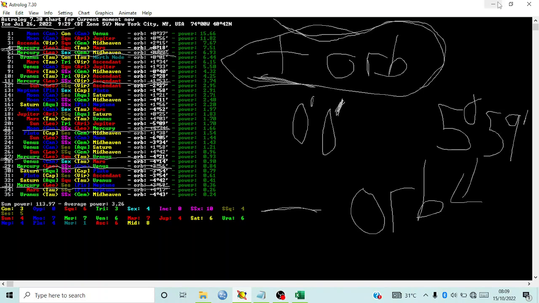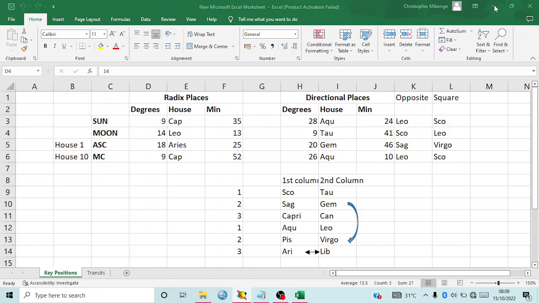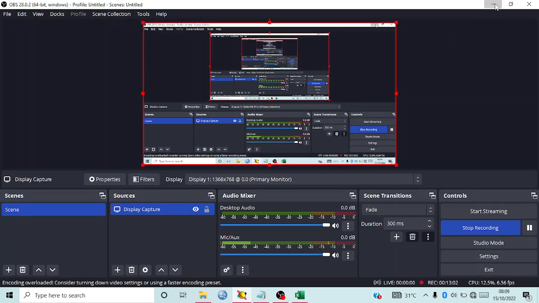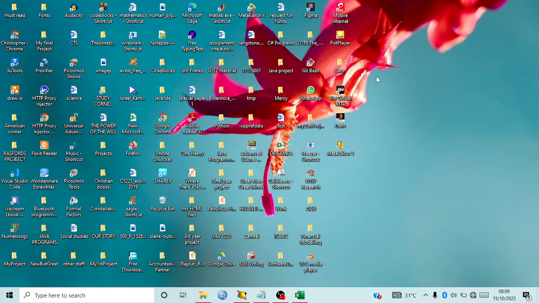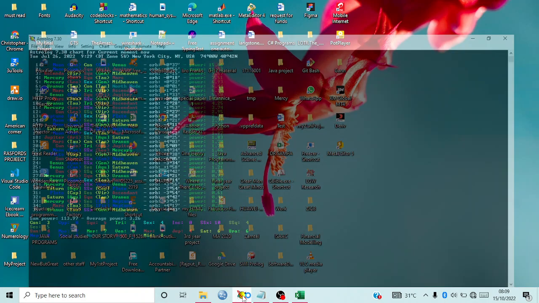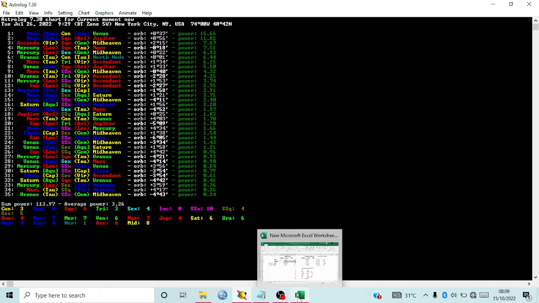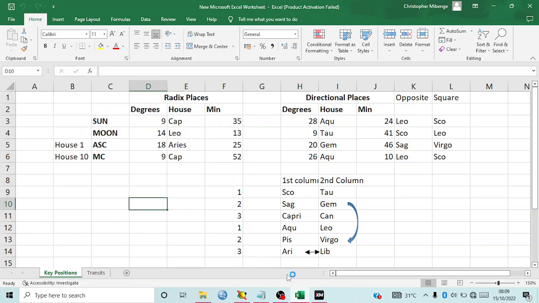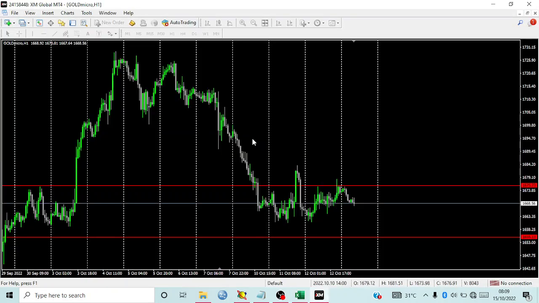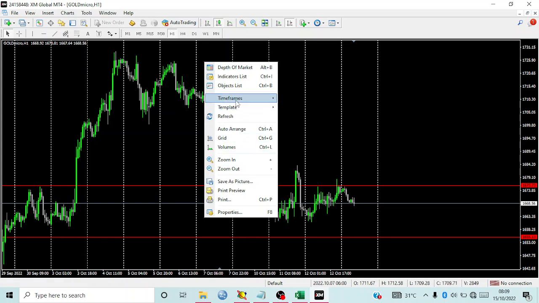So what I'm going to do is just open MetaTrader and try to see what happens. So MetaTrader has opened. Let me just remove the objects.